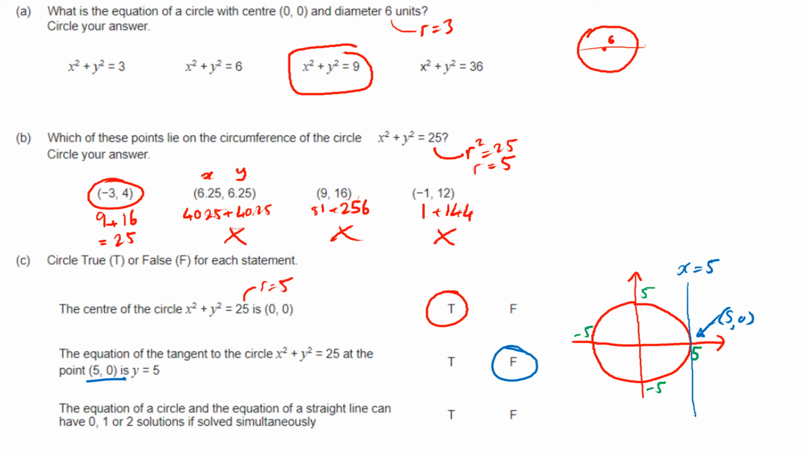That's actually a false statement. The tangent that goes through at (0, 5), yeah, that would be y = 5, because that would be this line going across here. But that's not what it asks. It wants the tangent at the point (5, 0).